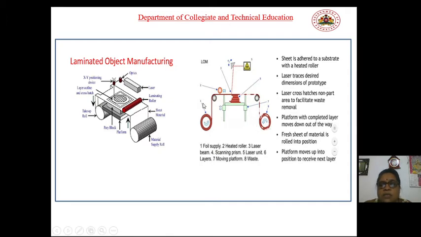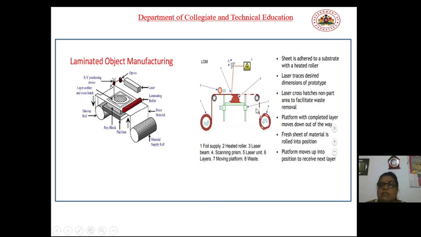You can observe part 1 is the foil supply, part 2 is the heated roller, part 3 is the laser light or beam, part 4 is the scanning prism, part 5 is the laser unit, and part 6 are the layers, layer by layer the sheet is being spread. The seventh one is the moving platform. Here there are two platforms, so this is the moving platform. And the 8th one is the waste products, which will be taken up or rolled with the help of waste moving rolls.